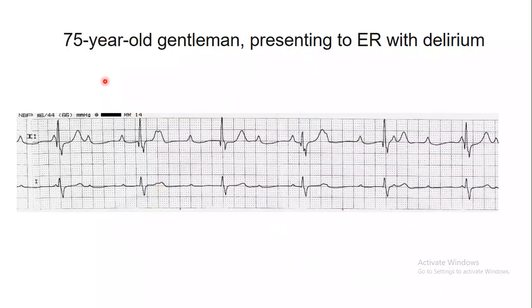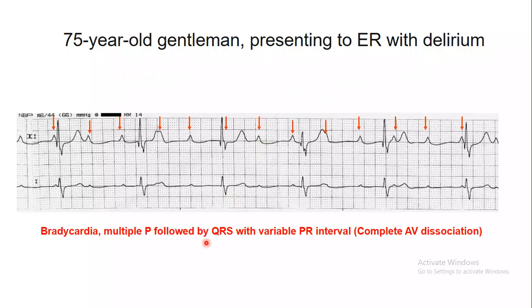Third example, a 75-year-old gentleman presenting to emergency with delirium. If you look at this ECG, this patient is bradycardic. We have multiple P waves followed by QRS complex, but if we look at the P-QRS complex relationship, it is not fixed, and there is complete dissociation between the atrial activity and the ventricular activity.